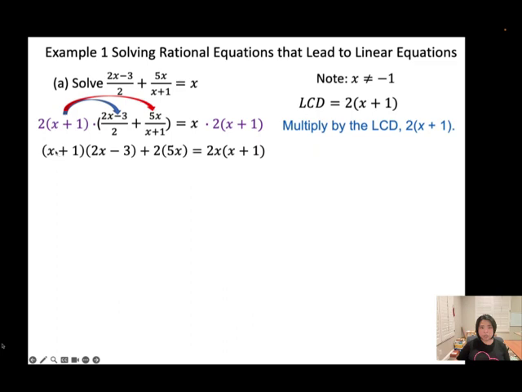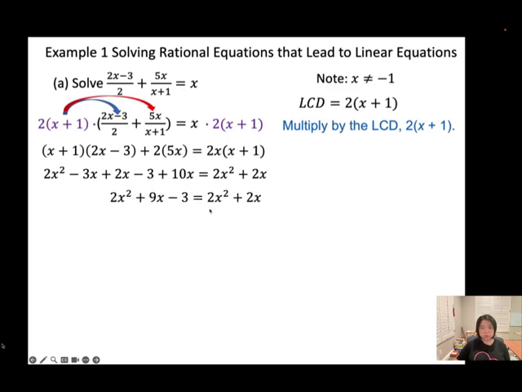Now we're going to use the FOIL method. Distribute one by one: x times 2x, x times negative 3, 1 times 2x, 1 times negative 3. And 2 times 5x is going to be 10x. So check your work. Now we're going to combine the like terms on each side. So we do have negative 3x plus 2x plus 10x. You simplify it, and you're going to get 9x here.